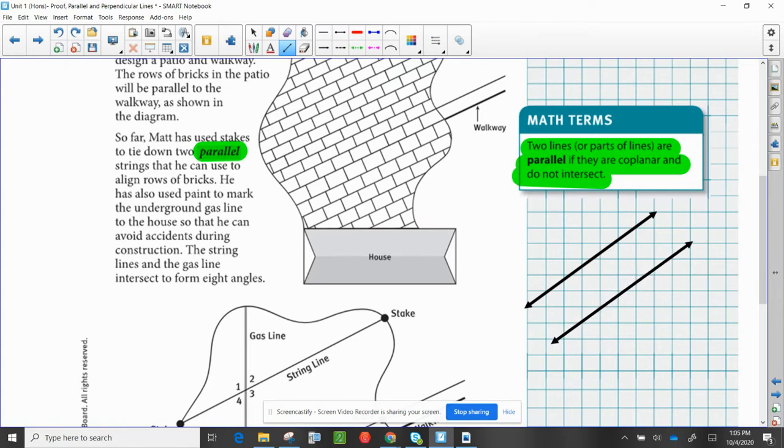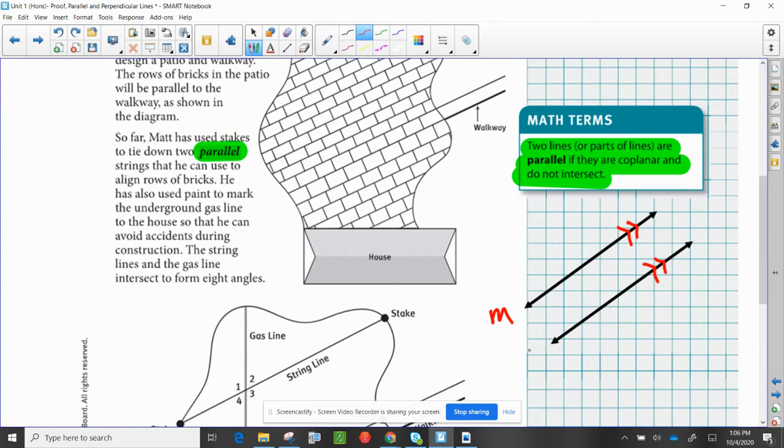So two lines may be like this. No matter how far they go in both directions, they're always going to run side by side. They're never ever going to cross each other. A few ways that we denote that something is parallel is we mark the lines using little arrows like this. They might just use one arrow, they might use two arrows, it just depends on how they mark the graph.